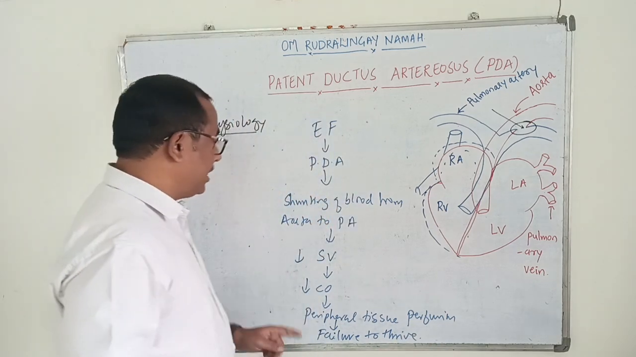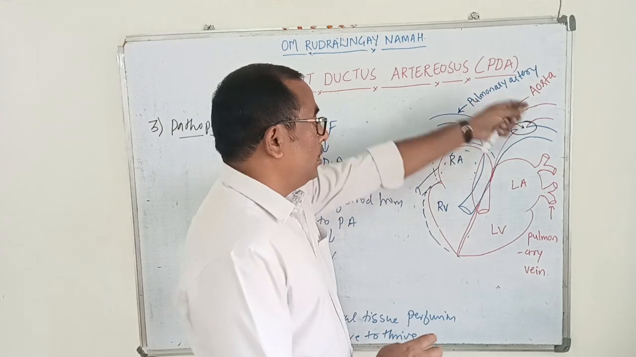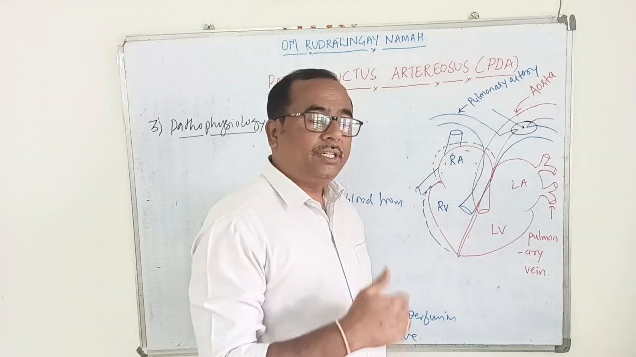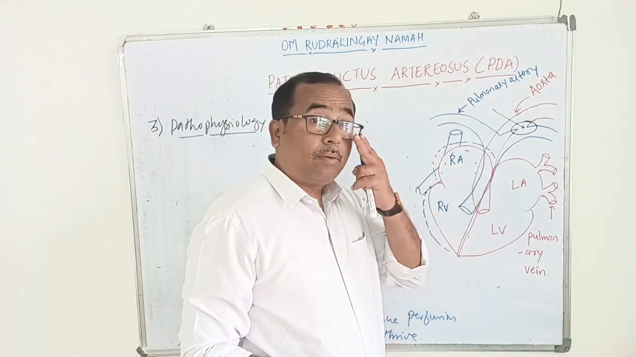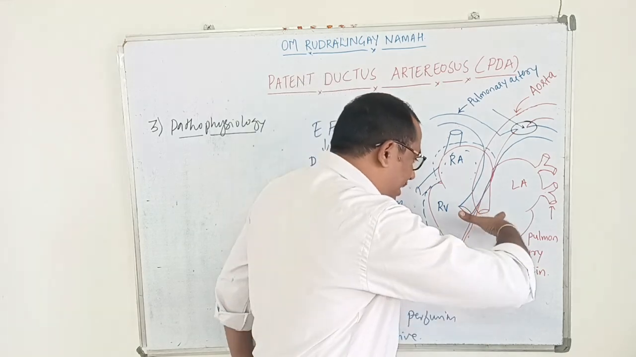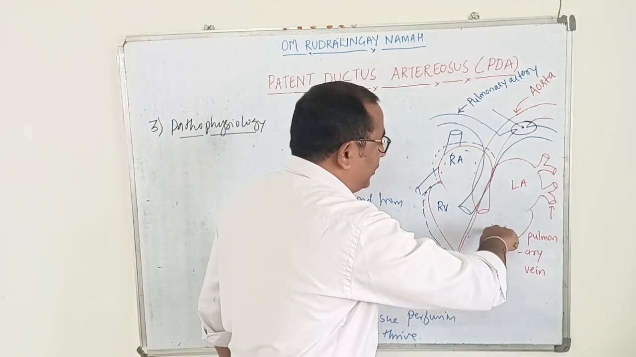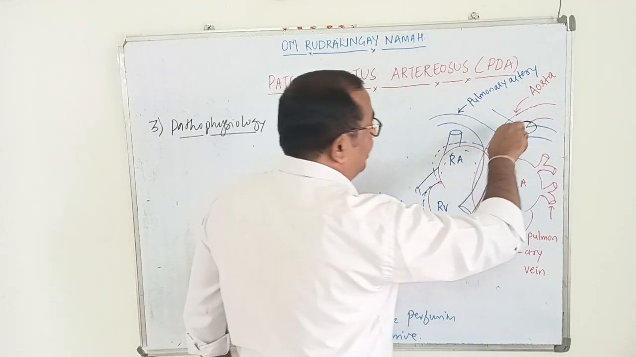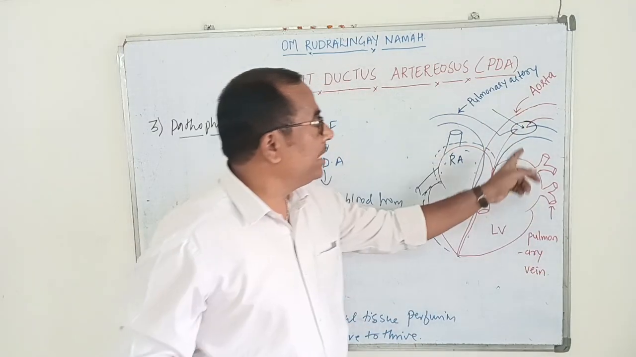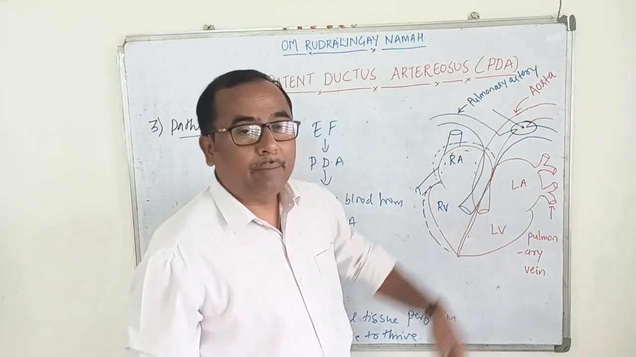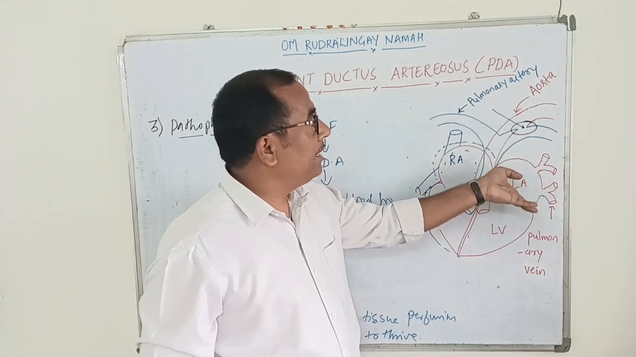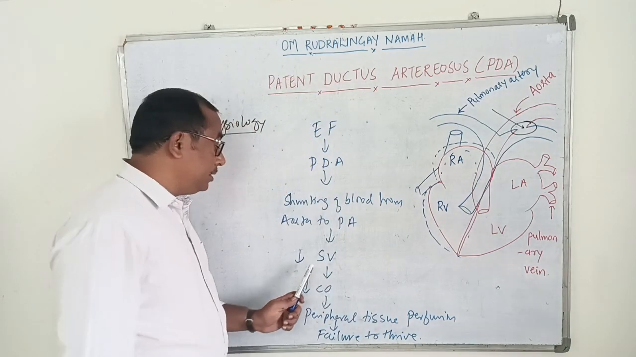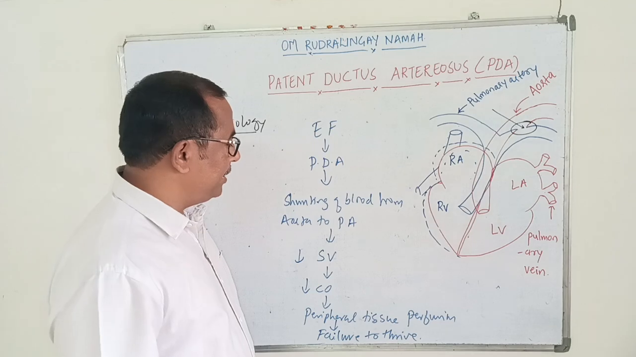So why is there a decreased stroke volume and cardiac output? Here, the blood comes adequately to the left atrium and left ventricle after oxygenation. There is no problem in oxygenation and no problem with the pulmonary blood flow. But once the left ventricle contracts, the blood is emptied from the left ventricle into the aorta, but the blood will not move further. Some amount of blood will be shunted, that is, transmitted to the pulmonary artery. Because of this, less blood goes for peripheral tissue perfusion. So overall, it will lead to decreased stroke volume, decreased cardiac output, and decreased peripheral tissue perfusion.